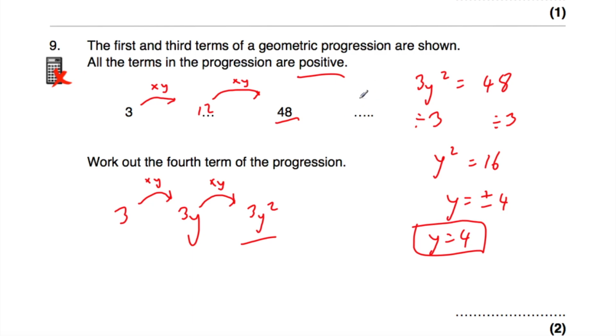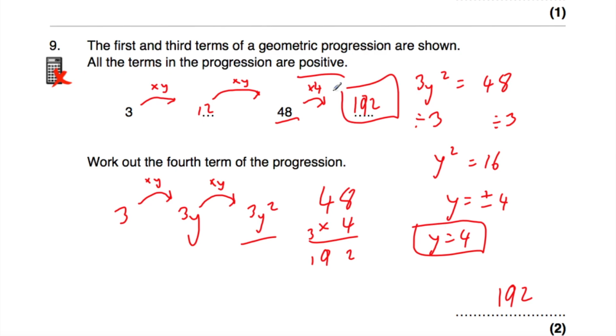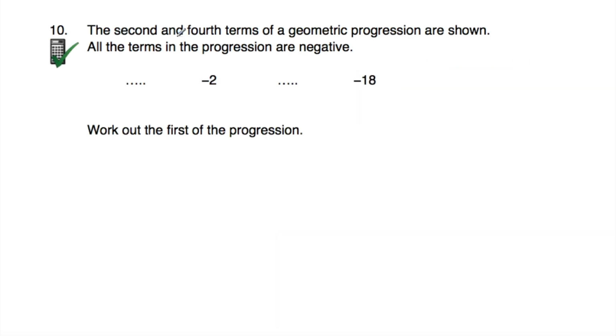So let's find this fourth term. So we need to multiply by 4. So we need to do 48 multiplied by 4. 4 times 8 is equal to 32. Put a 2 down, carry a 3. 4 times 4 is 16, plus 3 is equal to 19, so it's 192. So that's it. The fourth term in the progression is 192. And that's it.